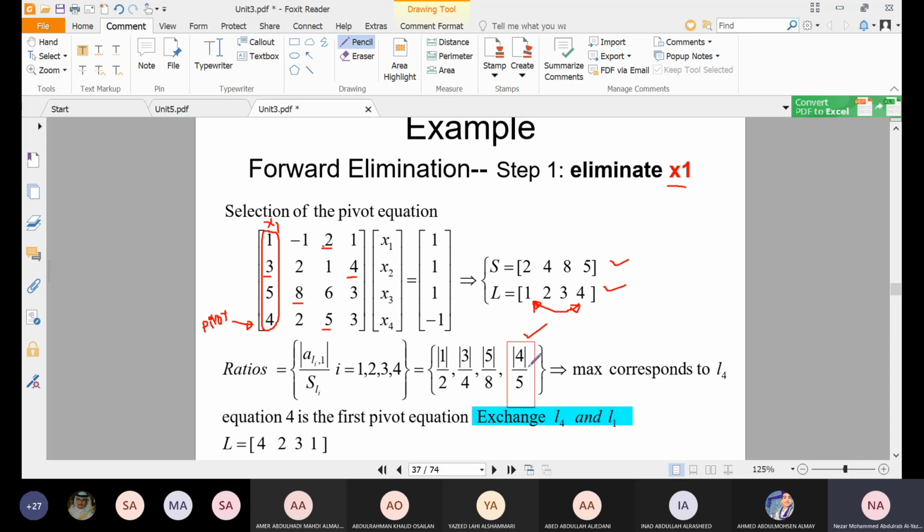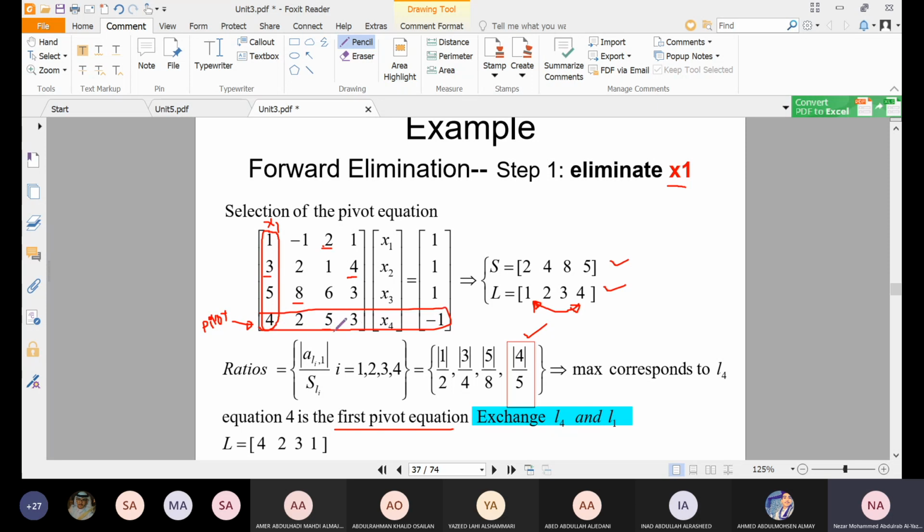Okay, this one, because here we want to determine the first pivot equation. What will be the first pivot equation? Before, in the previous equation, if we consider this, for example, here, this is the pivot equation, or the pivot line that we determine. How do we determine this? We take the ratio between the coefficient in the first column, this is 4, over the maximum magnitude in this row.